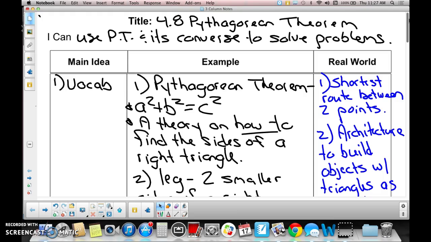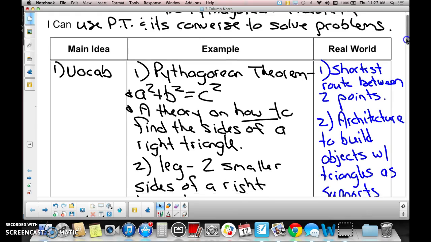So we're actually doing Pythagorean Theorem. What we can now do is what Luke just told us. He said we now can use Pythagorean Theorem, PT, and its converse. Converse means you are not always just solving for C. You're solving for the A's and the B's and so on and so forth. To solve problems is what we're doing here.